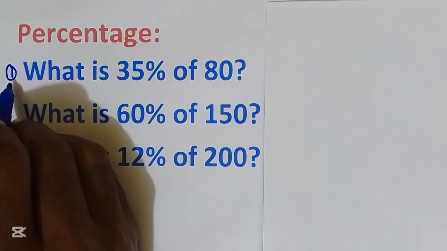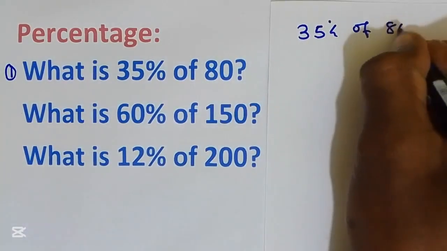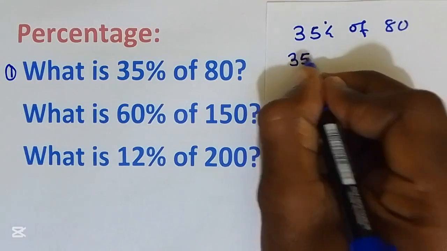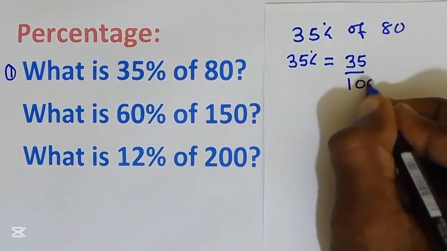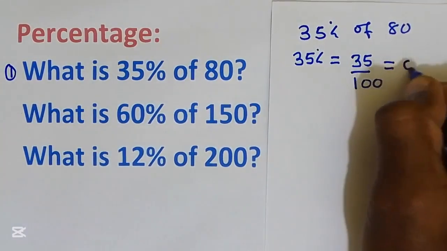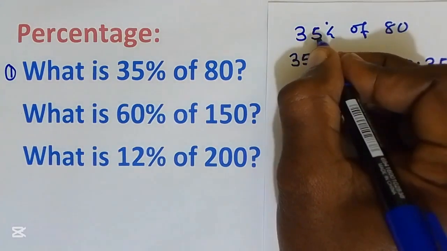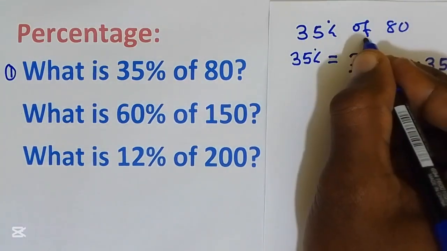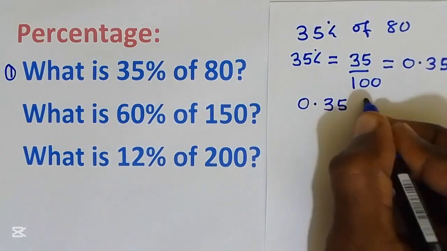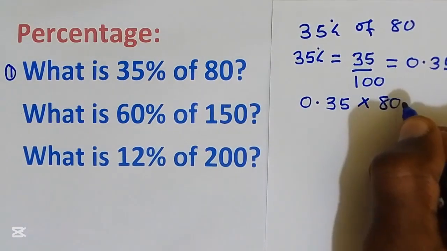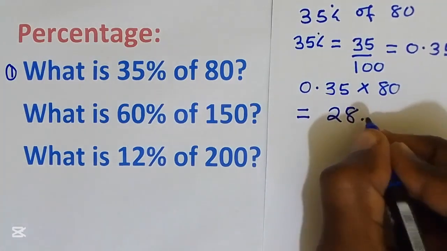Let us do question number 1. We need 35% of 80, but we know 35%, this is equal to 35 over 100. This is equal to 0.35. Now, 35% of 80, of means you multiply, that is going to be 0.35 multiplied by 80. This is equal to 28.